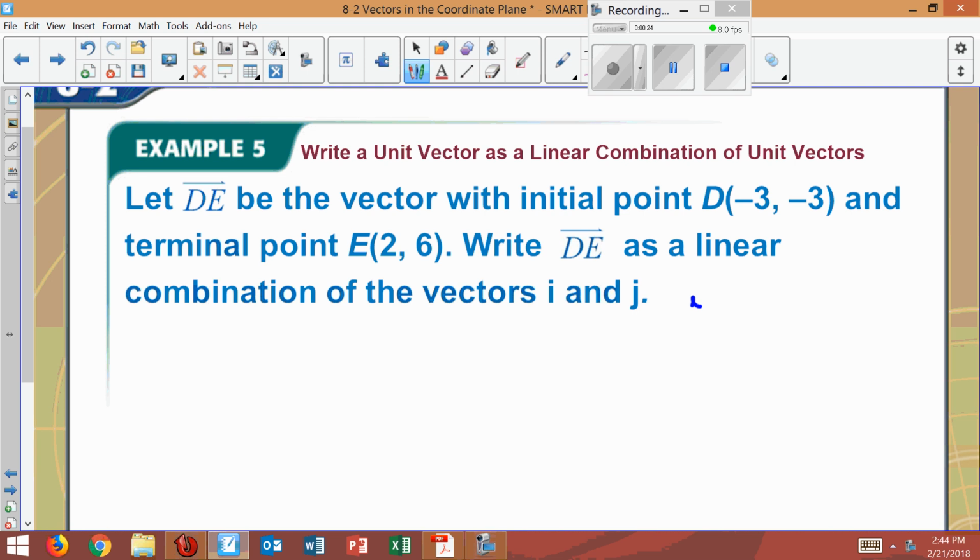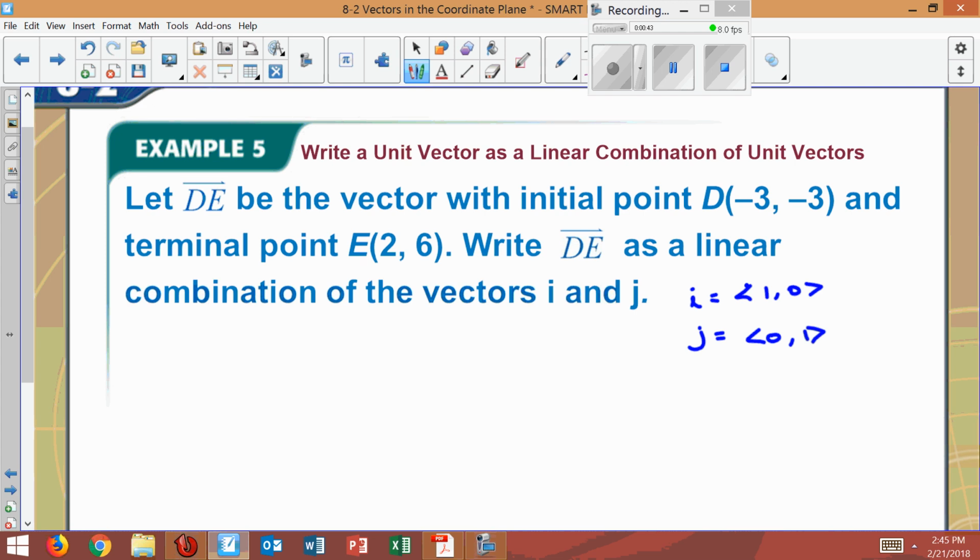The vector i is the same thing as the vector 1, 0. It's just a vector going one unit right. And j is the vector that goes one unit up. So basically, here's what we're going to do. First, we're going to find the vector DE.